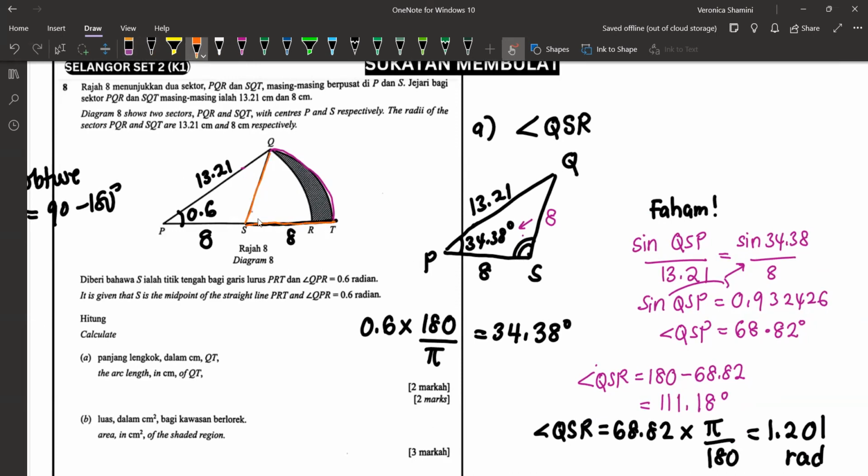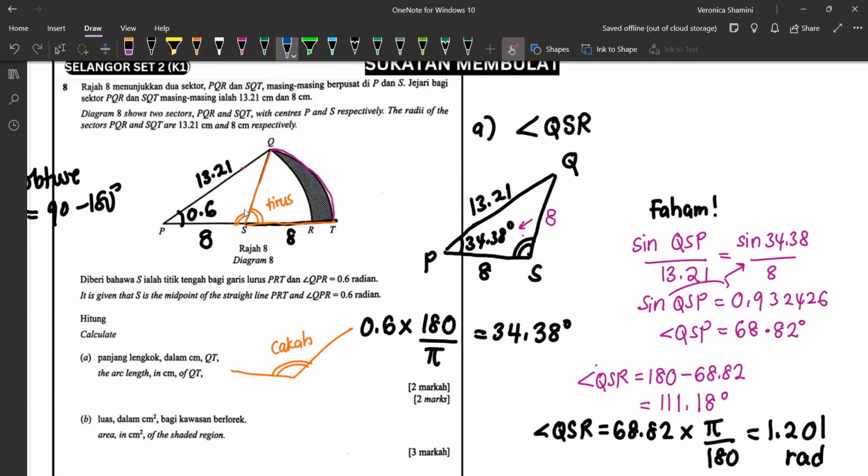Dia nampak macam lebih besar daripada 90 ke lebih kecil? Kalau lebih kecil, ini adalah sudut tirus. Dekat sini, sudut dia macam membuka. Correct or not? Opening. So, dia lebih besar. Lebih besar means this is sudut cakar. So, don't worry. Here you can use the solution of triangle.